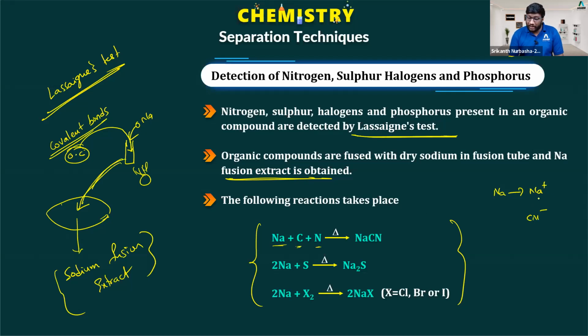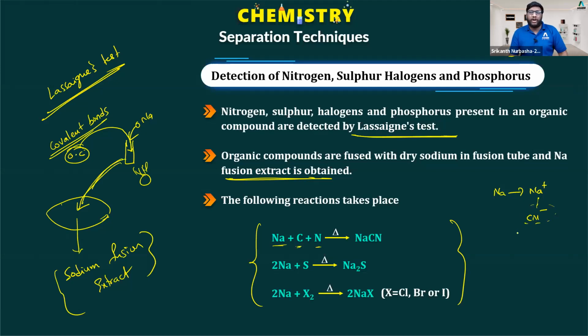NaCN will have electrostatic force of attraction. That means NaCN has what type of bonding? Ionic bonding. That means whatever nitrogen we have in the organic compound has been taken out in the form of an ion, the cyanide ion. Are you getting this logic or not? The nitrogen which was involved in covalent bonding has been removed from the covalent bonding, and now we have formed a respective ion, the cyanide ion.